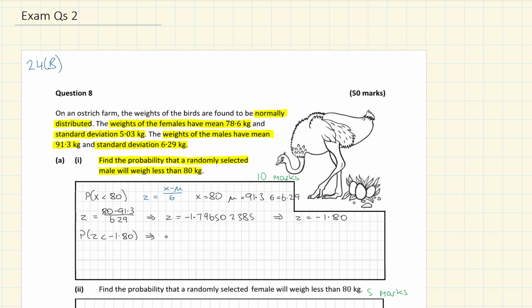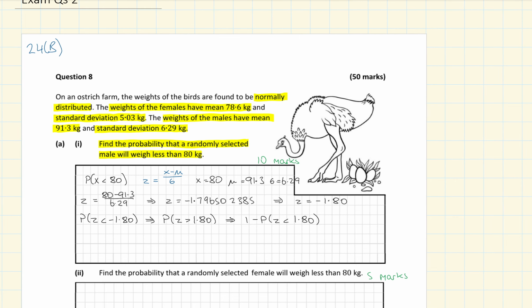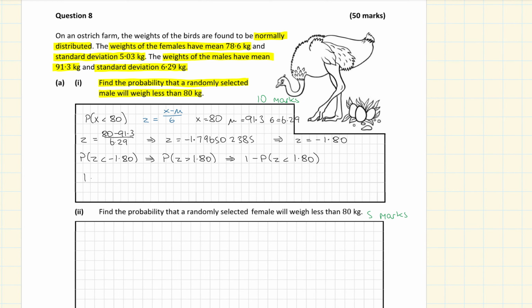We don't deal with negative numbers, so we flip our sign and flip the inequality, so it'll be greater than 1.80, which we know we can't figure out, so it's 1 minus the probability that z is less than 1.80. So we'll go to our log tables for our 2 pages of z values. Check up left column 1.8 and then your top column 0.00. We get 0.9641.